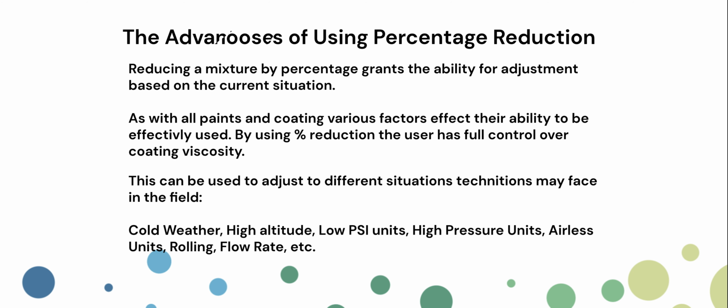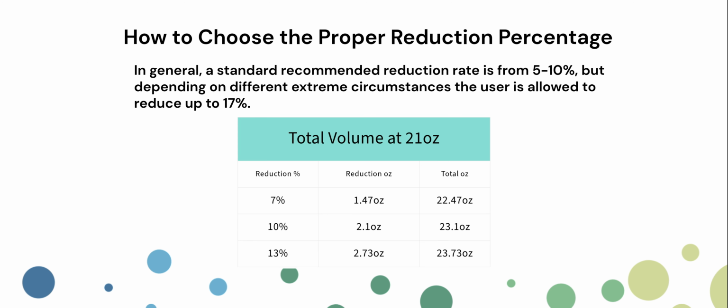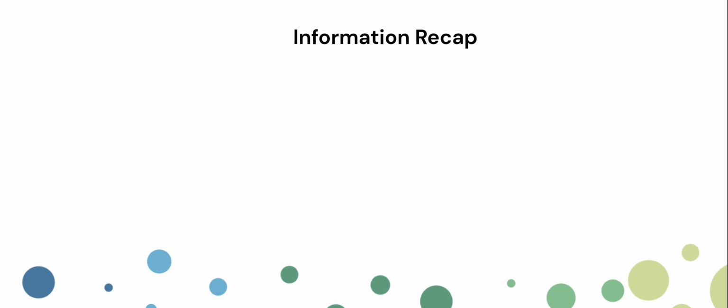So, figuring out how to choose the proper percentage reduction. In general, we recommend around 5 to 10%, but depending on the different extremes and circumstances that users may come across, you're allowed to reduce up to about 17%. And right below that is a chart basically showing around the average percentage reductions that we have come across in the field and what we would recommend in general for most people.